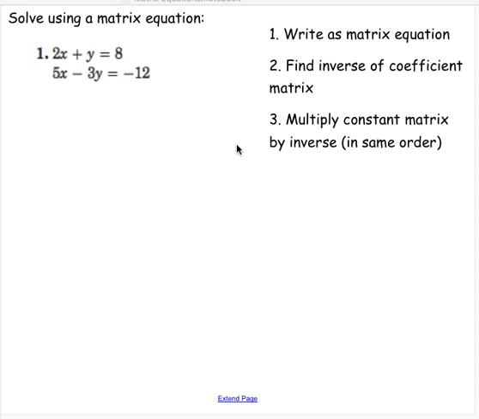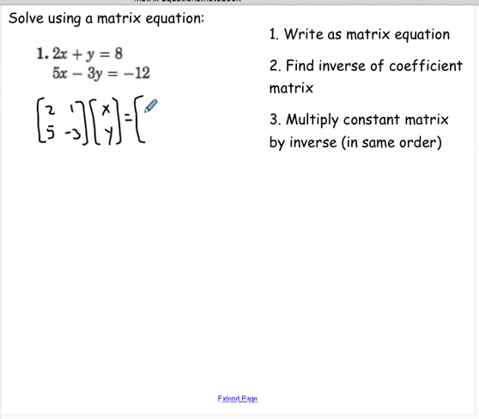In this video, I'm going to show an example of how to use a matrix equation to solve a system of two unknowns. So I'm just going to start by writing it out as a matrix equation. I'm going to write my coefficient matrix, which is 2, 1, 5, negative 3. And then I'm going to write my variable matrix, which is x and y. They're both the same variables. That's important here. And that's going to equal my constant matrix, or my solutions, 8 and negative 12.